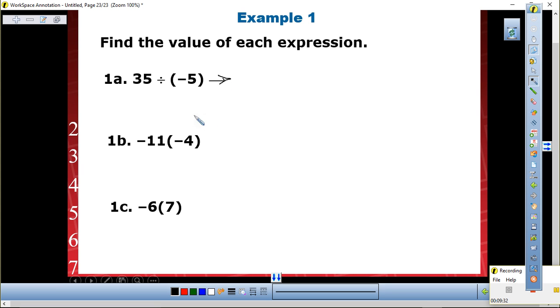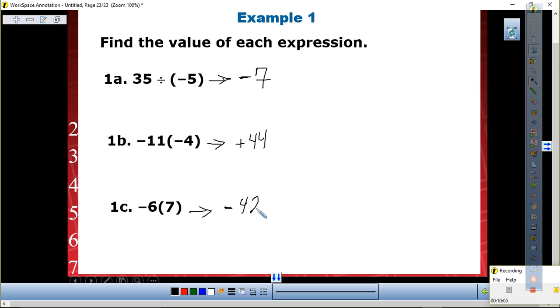So for 1A, are these the same sign? No, so the first thing you should have done is written the sign. Now we focus on the computation. 35 divided by 5, that is 7. Let's go to 1B. Are these the same sign? Yes, so therefore the solution would be a positive. 11 times 4, that's 44. Are these the same sign? No, so therefore it's a negative, so 6 times 7, that's 42.